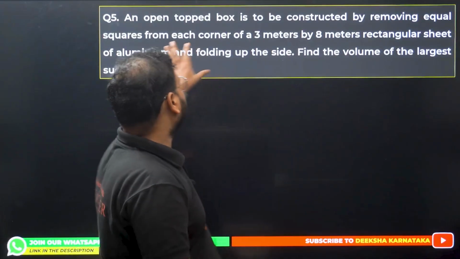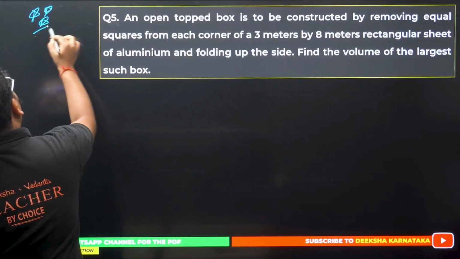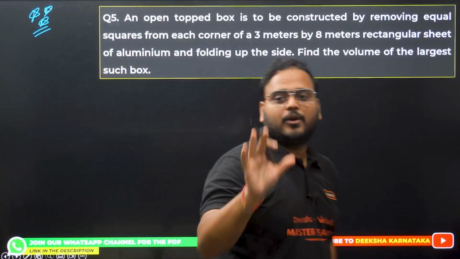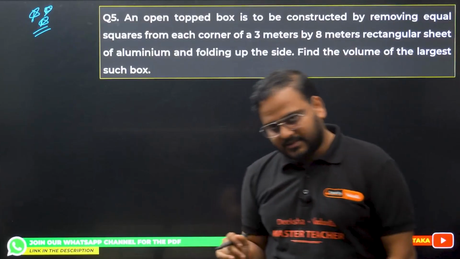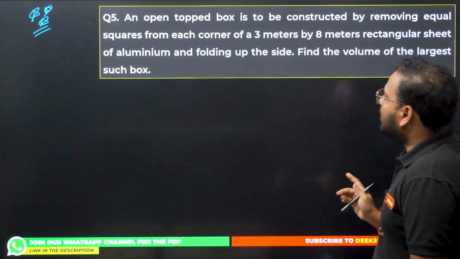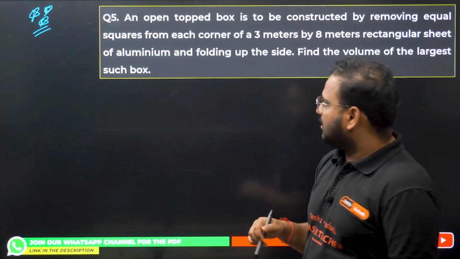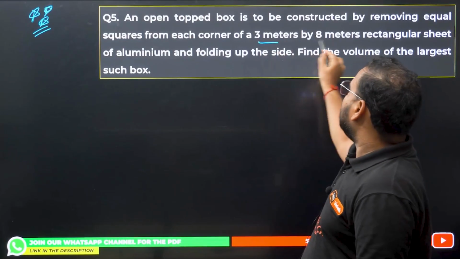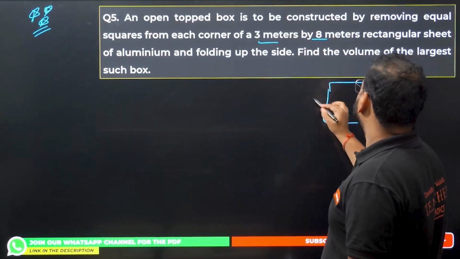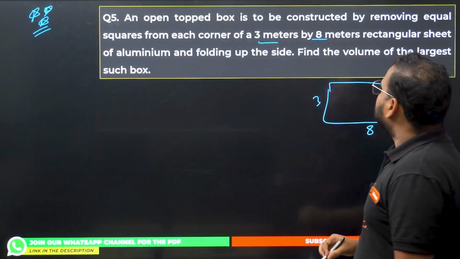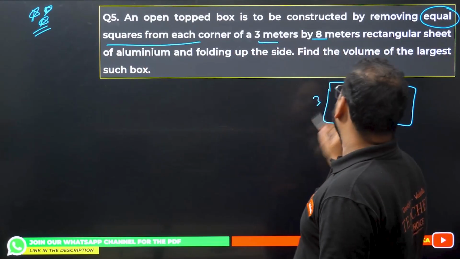Homework is clear. Now this is a very good question. For that I'll need your attention completely on the board. Right now put your pen down and give complete attention to the screen. Let's read the question. An open topped box is to be constructed by removing equal squares from each corner of a 3 by 8 rectangular sheet. This is 3, this is 8. We are supposed to remove equal squares from each corner.